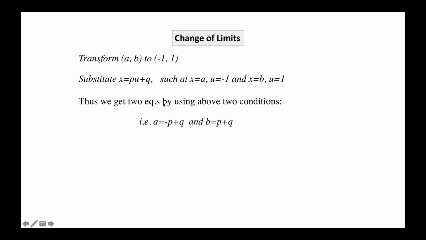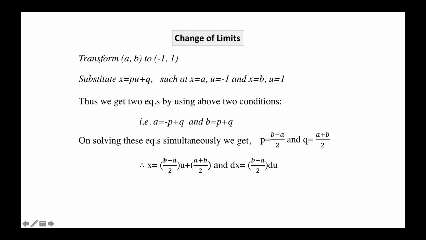Thus we get two equations by using the above two conditions. If you substitute x equal to a and u equal to -1, you have a equals -p + q. Similarly, x equal to b and u equal to 1, you get b equals p + q. Solve these equations simultaneously and you get the value of p equal to (b - a)/2 and the value of q equal to (a + b)/2.